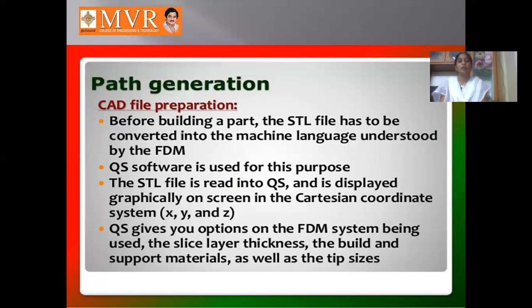CAD file preparation. Before building a part, the STL file has to be converted into the machine language understood by the FDM. QuickSlice software is used for this purpose. The STL file is read into QuickSlice and is displayed graphically on screen in the Cartesian coordinate system XYZ. First it should be stored as an STL file, and this STL file should be converted into machine language for the FDM.